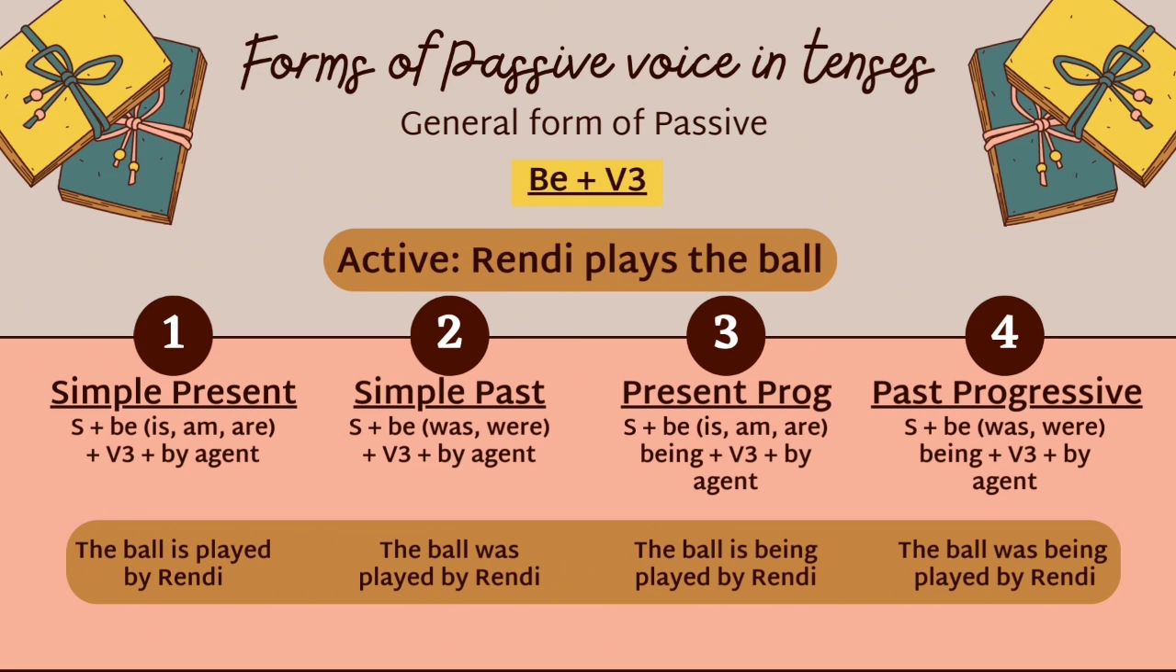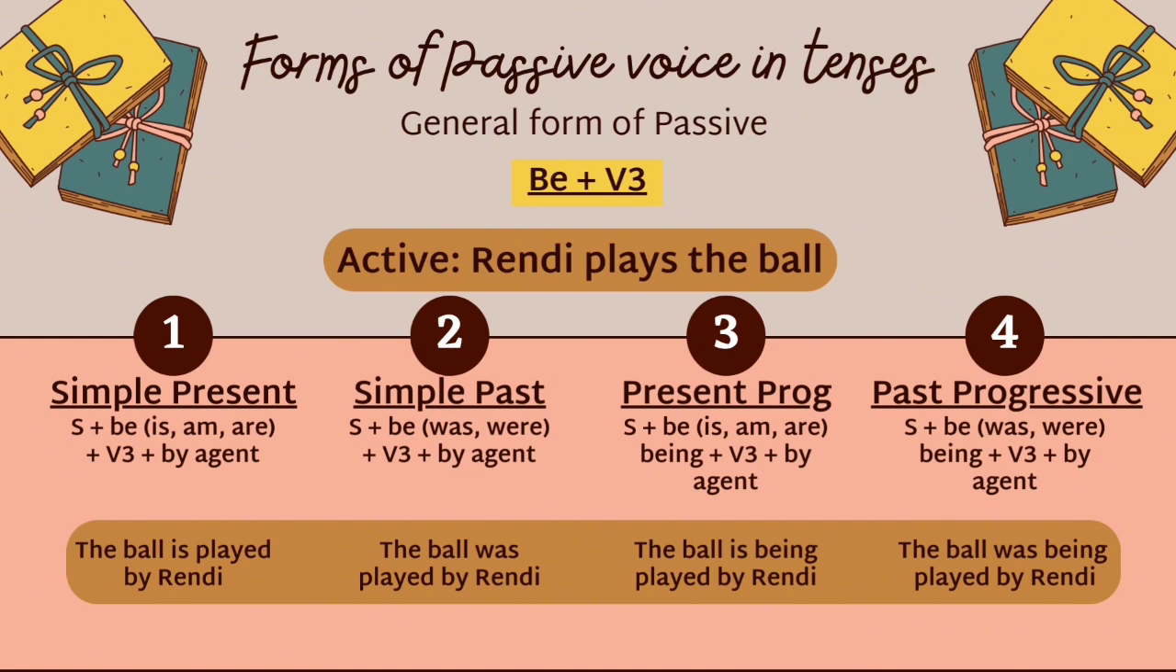Next, the second tense is simple past. The form is subject plus be, or was/were, plus verb 3 plus by agent. And the example sentence is, the ball was played by Randy. Next, the third tense is present progressive. The form is subject plus be, or is/am/are, plus being plus verb 3 plus by agent. And the example sentence is, the ball is being played by Randy.